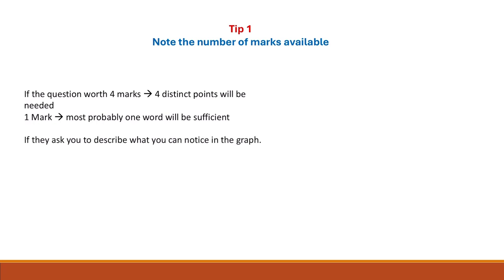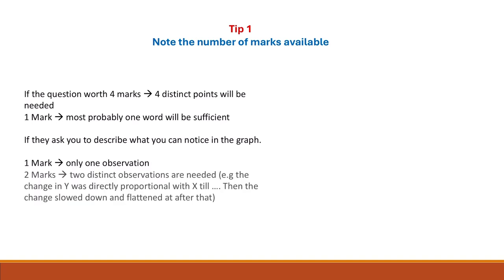So if they ask you to describe what you can notice in a graph, if it's only 1 mark, then only one observation will be needed. But if it's 2 marks, then 2 distinct observations are needed. For example, you can say that the change in y was directly proportional to the change in x until point Z, then the change slowed down or flattened after that point.